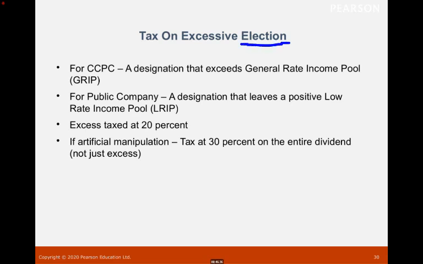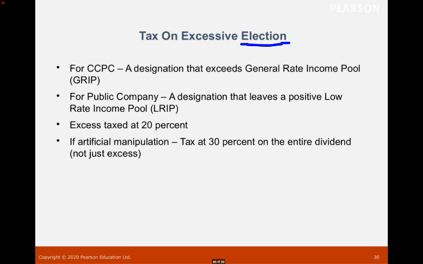We make elections on the tax return for this. So you have to specify when you're paying a dividend, you elect to pay it out of one pool or the other. So it's important that you've done your due diligence and you know how much is in the GRIP, how much is in the LRIP, and so you properly take it out.